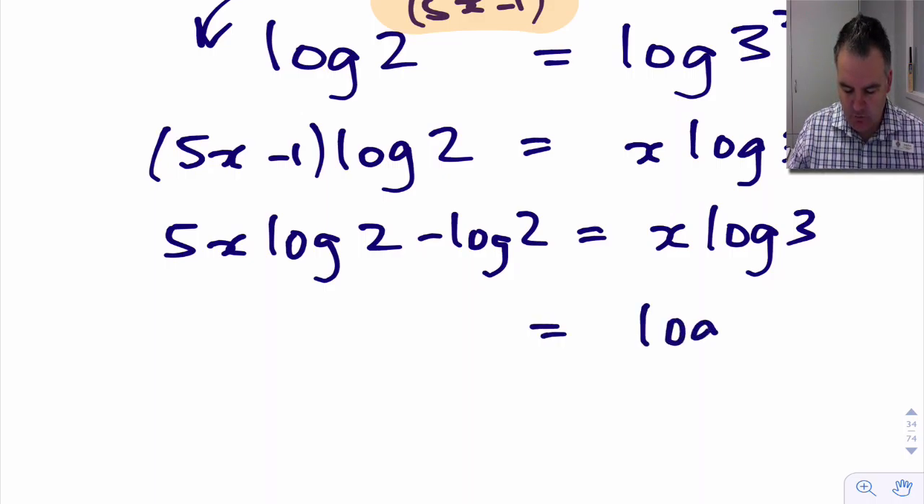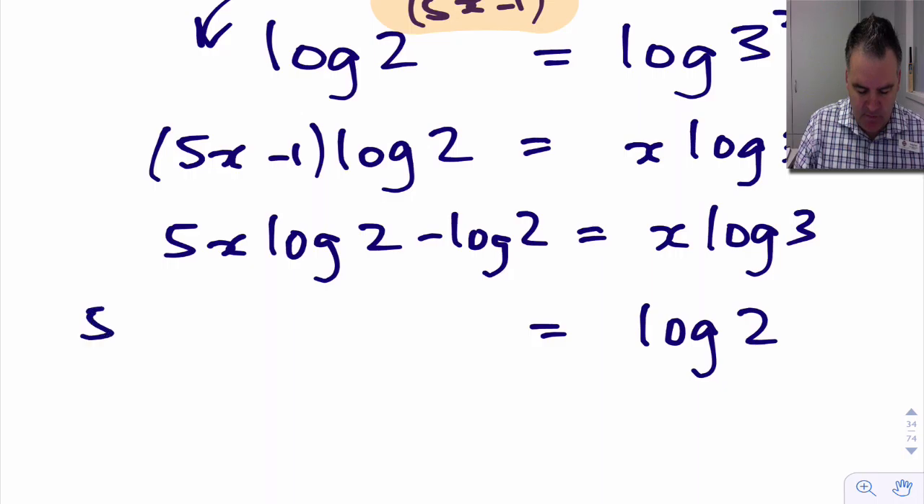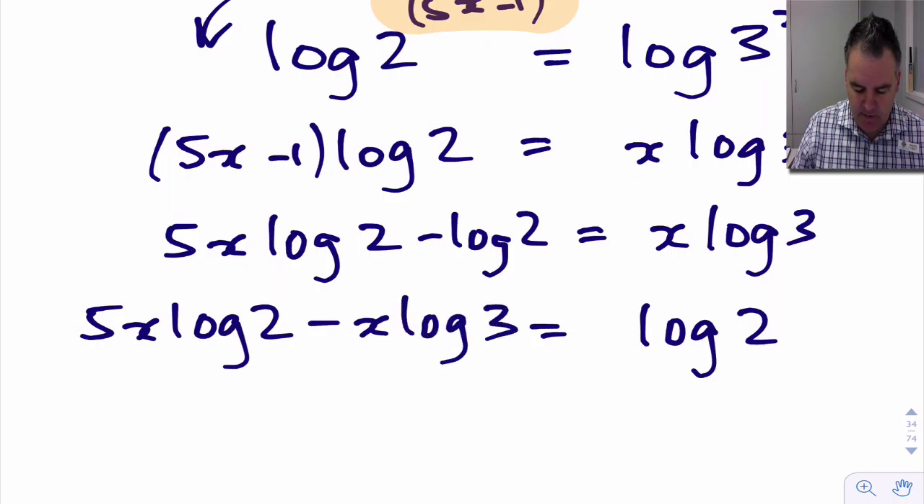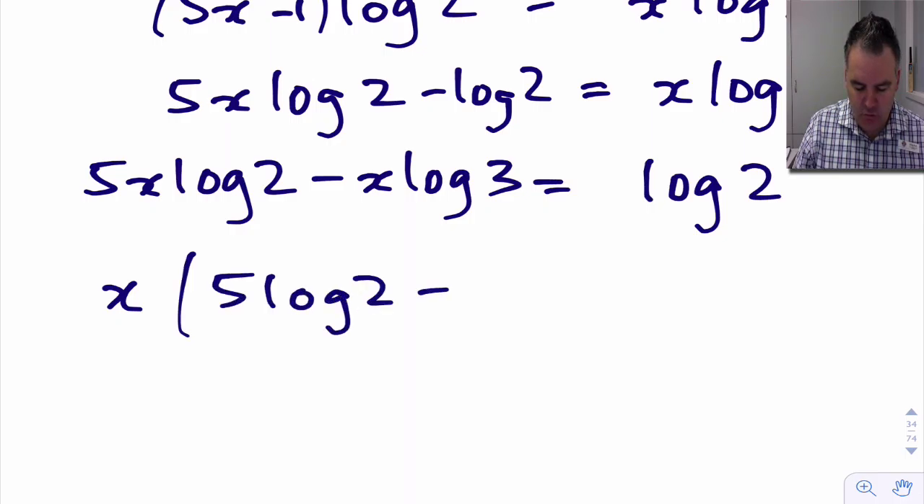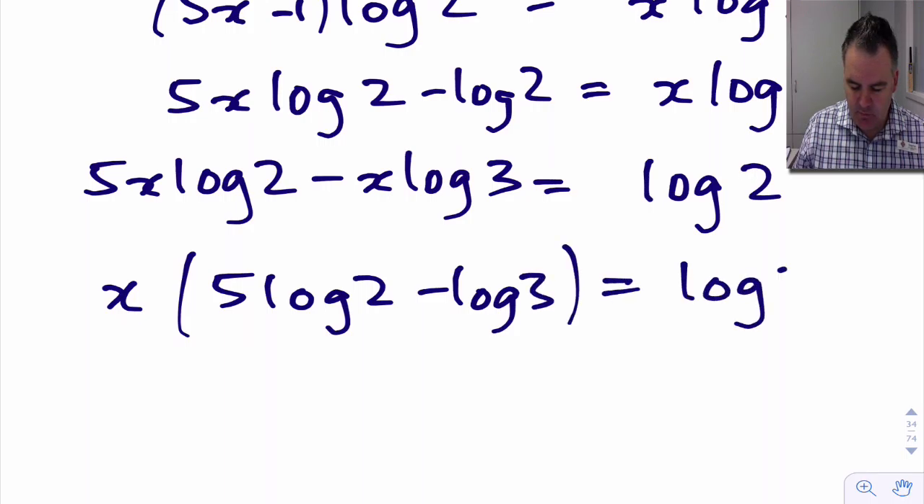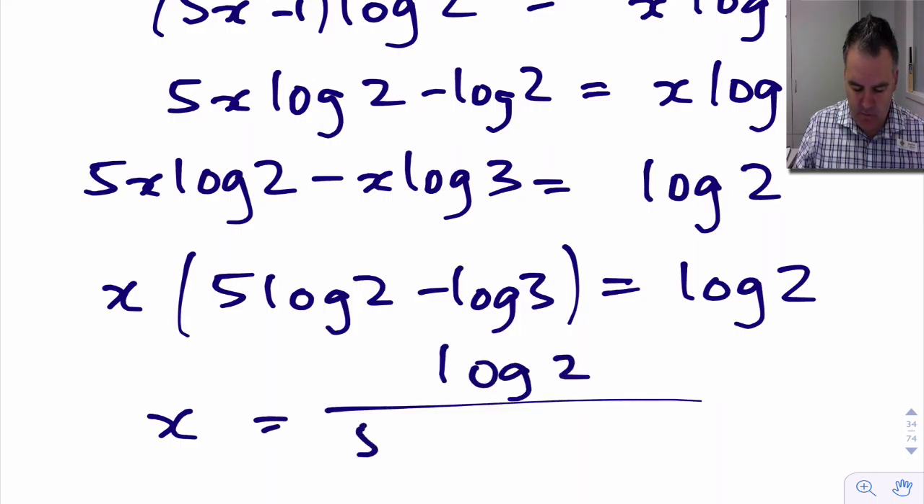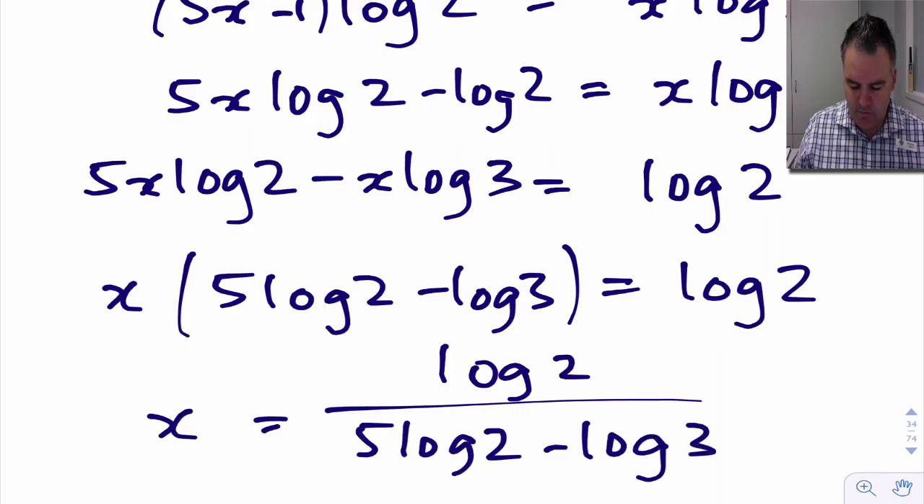So I'm going to put this log 2 over here, and on this side I've got 5x log 2, and I'm going to subtract x log 3. And you'll see while I'm doing this, because then I can take out x as a common factor. x times (5 log 2 minus log 3), and this is equal to log 2. So x, the thing I'm trying to find, is log 2 over 5 log 2 minus log 3.